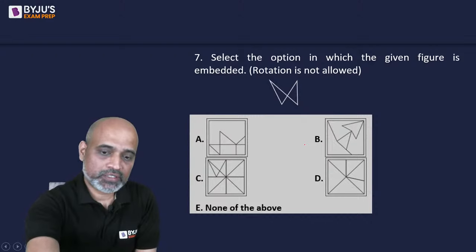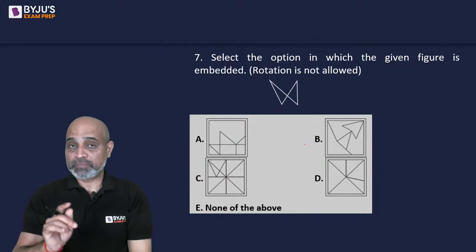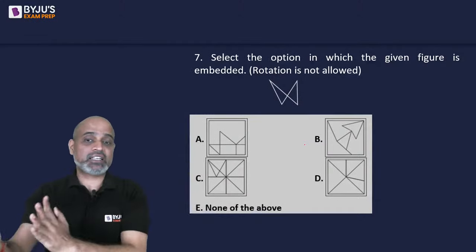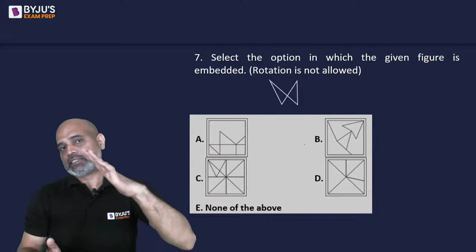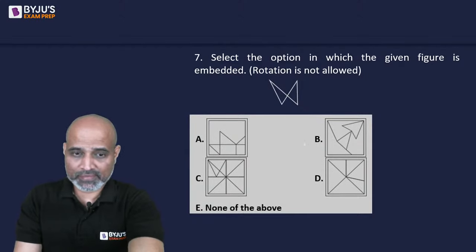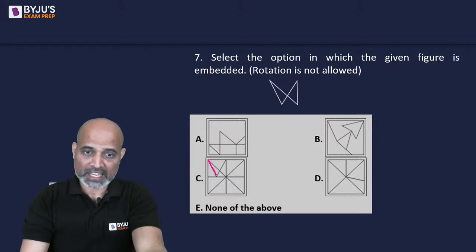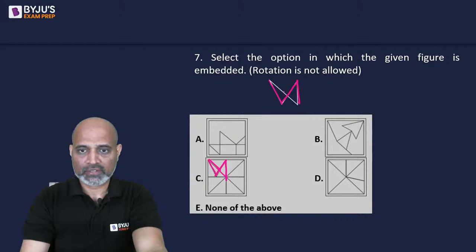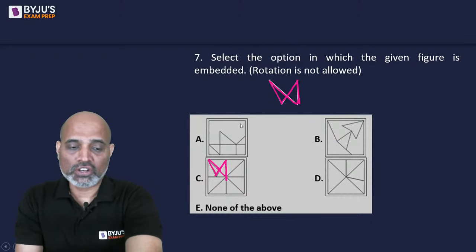Okay, next question. Select the option in which the following figure is embedded. Rotation is not allowed. So that means you need to see the same figure exactly in one of the four given figures. Rotation is not allowed, meaning you cannot tilt it or flip it. It is very simple. This fifth one, C1, right? This is the figure that we have here. A bow, right? Or the collar of a shirt when you draw figures.